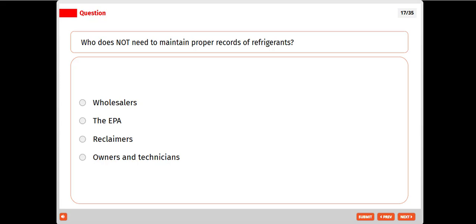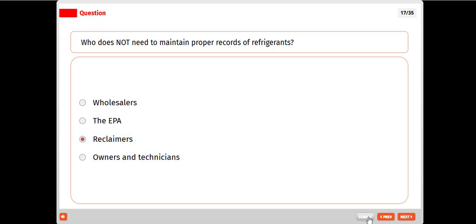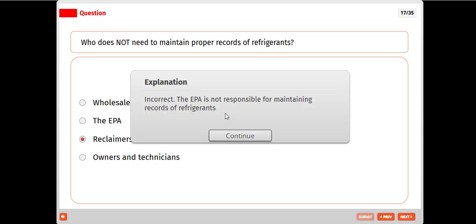Who doesn't need to maintain proper records of refrigerant? I think wholesaler or something. Oh my god, reclaimers.